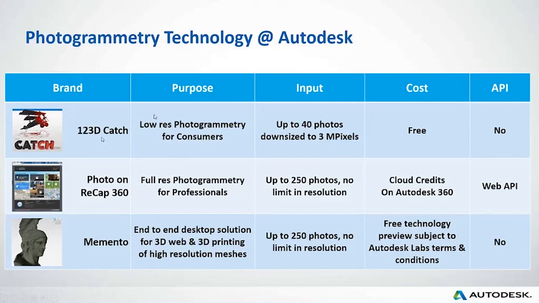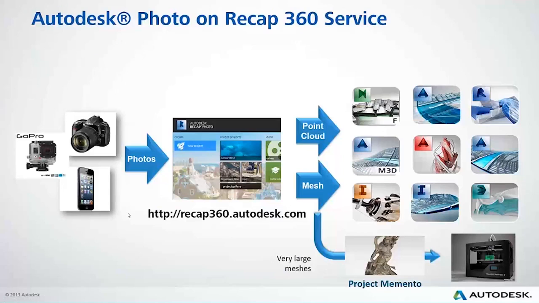123D Catch is really consumer grade, and that's something that I would use with my daughter. I also use Recap 360 with my 7-year-old daughter. She loves it. She thinks that it's the coolest tool. But I use Recap 360 for a lot of other different types of purposes, like creating stockpile volumes for DOTs, or to be able to capture facades of buildings. And Memento is our master mesh tool that allows us to be able to edit the mesh coming out of Recap 360.